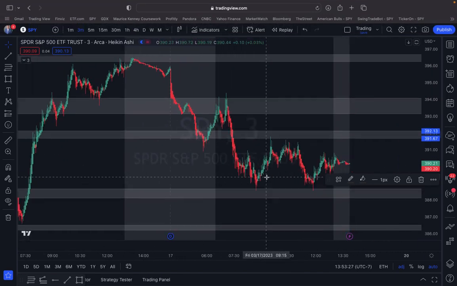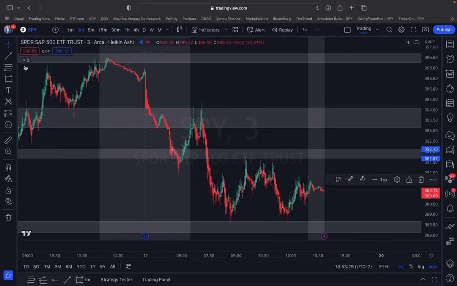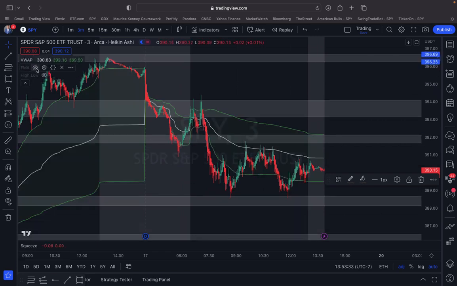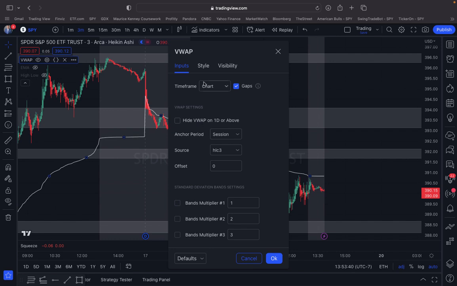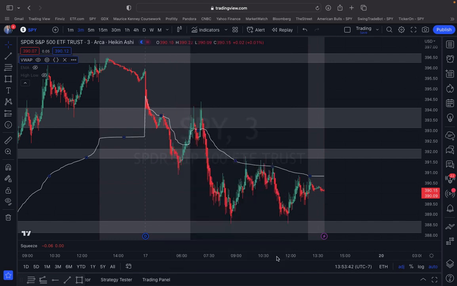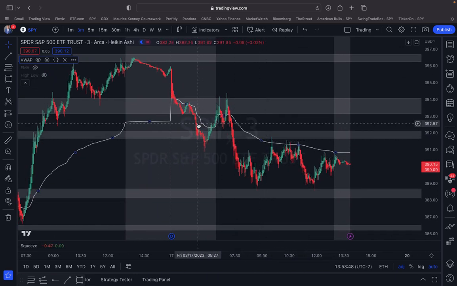Now, if you wanted to add an indicator, I suggest maybe adding a VWAP indicator, which is volume weighted average price. You want to go in here and remove the bands. You just want to keep the volume weighted average price, which is the average price per day based on the volume. And then you can get a clear direction.